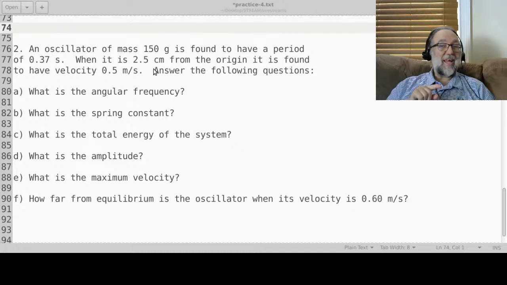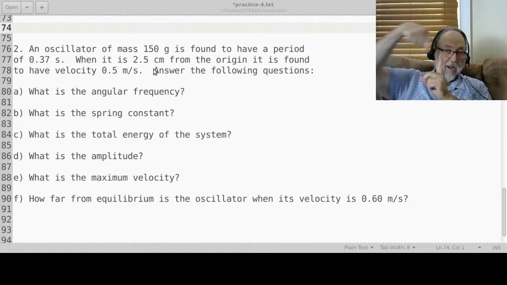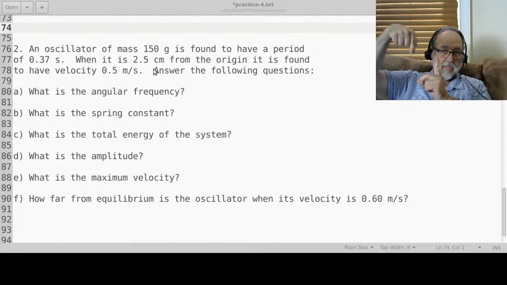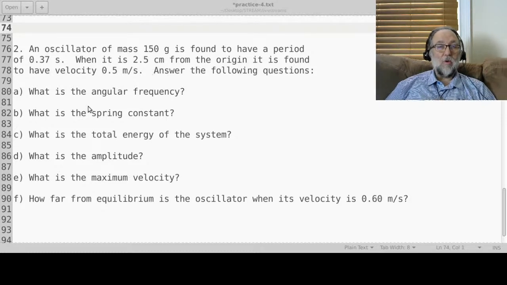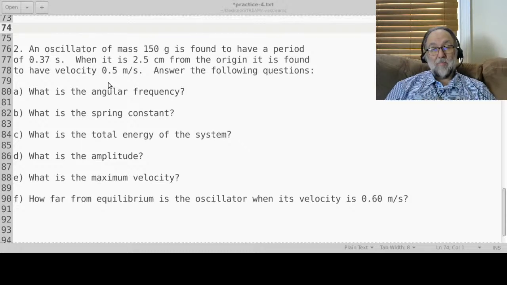And then I tell you that when it is 2.5 centimeters from equilibrium. So remember that an oscillator oscillates symmetrically around equilibrium. So when it is a distance of 2.5 centimeters from equilibrium, it's still moving. And it's moving with a velocity of 0.5 meters per second. Now, it might be moving out or might be moving in. It doesn't matter. When it passes that 2.5 centimeter mark, either on the way in or on the way out, it's going to be traveling at 0.5 meters per second. And the reason is that it's symmetrical that way.